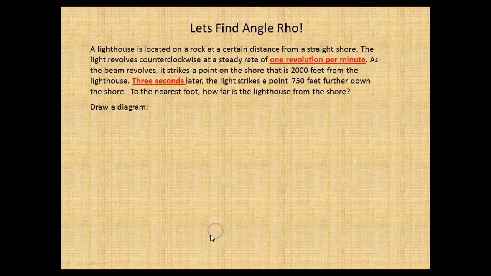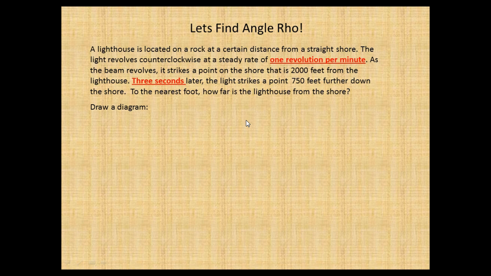Okay, let's solve one more problem. Well, this is a doozy here. Let's find angle rho. Now this is the question here. A lighthouse is located on a rock at a certain distance from a straight shore. The light revolves counterclockwise at a steady rate of 1 revolution per minute. As the beam revolves, it strikes a point on the shore that is 2,000 feet from the lighthouse. 3 seconds later, the light strikes a point 750 feet further down the shore. To the nearest foot, how far is the lighthouse from the shore?